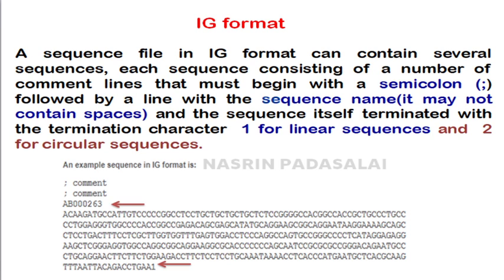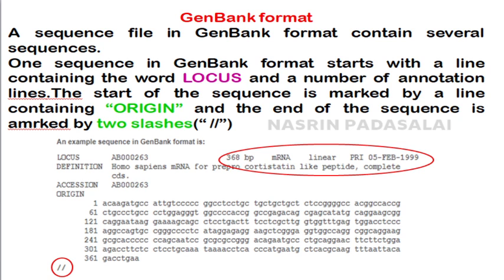Next format is IG format. A sequence file in IG format contains several sequences, not only one sequence, it may contain two or more sequences, and each sequence consists of a number of comment lines. Okay, and each comment line begins with a semicolon, and after this semicolon, the comment line is followed by a line with a sequence name. The sequence name might be something like EAB002. It's a code word. Okay, and this particular sequence name will contain no spaces, and the sequences in this IG format are terminated with a terminating character, 1 in the case of linear DNA or 2 in the case of circular DNA. Next is GenBank format.